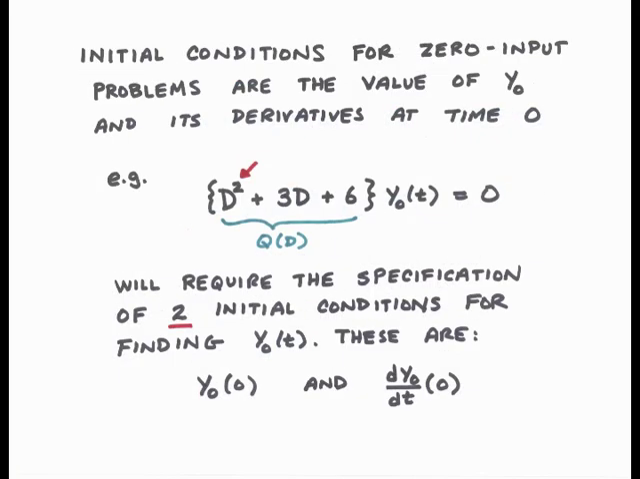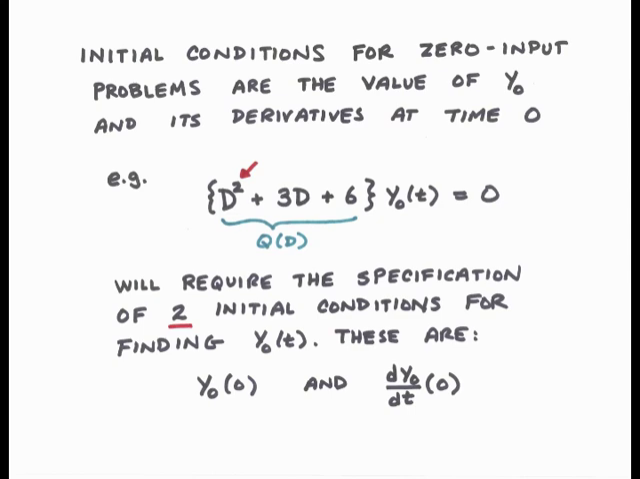When we solve a 0 input problem, we'll need one initial condition for each derivative of y0(t) in the differential equation. That is, if we have an nth order characteristic polynomial, we'll need n initial conditions. For example, let's consider the following problem. q(D) is D² + 3D + 6. Of course, q(D) is being multiplied by y0(t) for the 0 input problem. This problem will require two initial conditions to be specified in order to solve the problem.